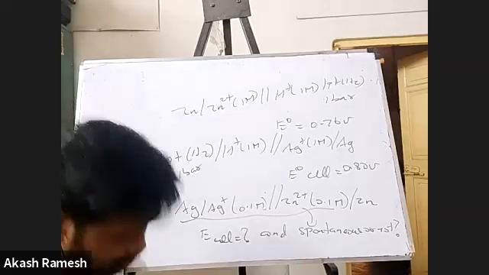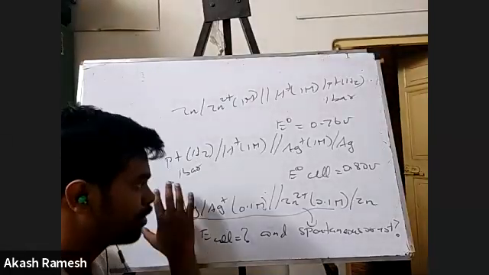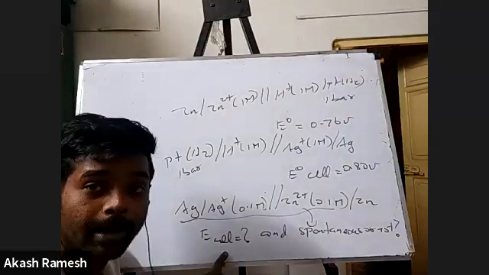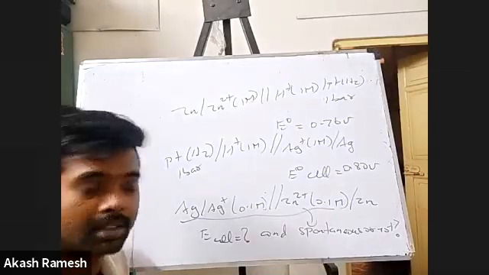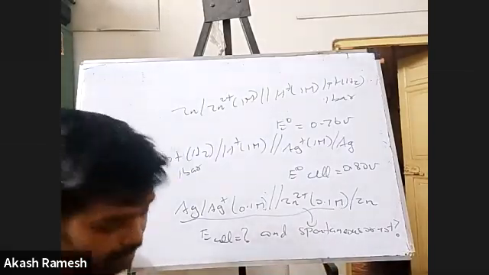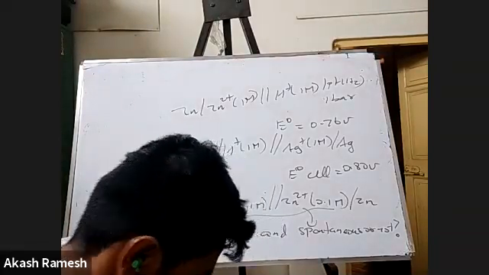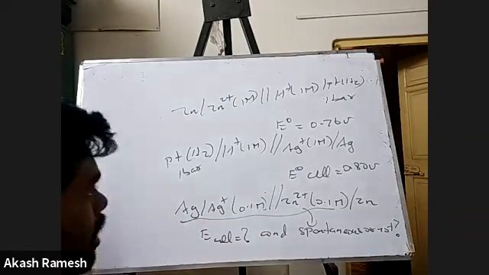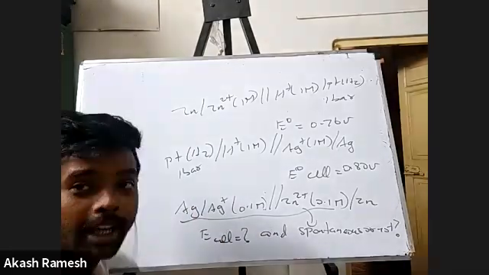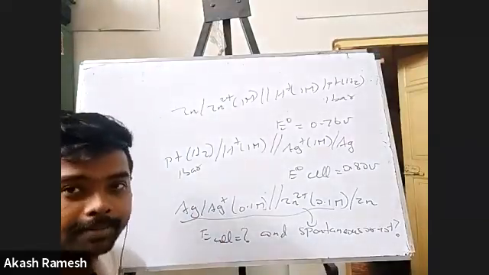We can just say that if E cell is positive, then it will be spontaneous, because delta G equals minus nFE, and delta G has to be negative. So you have to find this E cell. If it is positive, spontaneous; if negative, non-spontaneous. What you're telling is correct. See, this looks like something big, but it's really not. It's very simple.